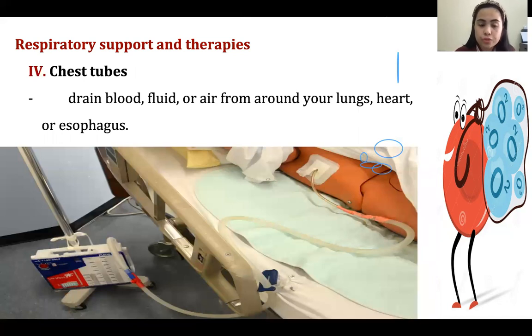Then you have the chest tubes. I told you the chest tube is to drain fluid, blood, and air from the lungs, heart, and esophagus, usually for those patients who have pneumothorax and hemothorax. I told you what pneumothorax is. Pneumothorax is air in the lungs and hemothorax is blood in the lungs. So this is all about oxygenation. I will also send you a video for the skills related to this so you can understand it fully. Thank you for listening, and we will proceed with the next topic.